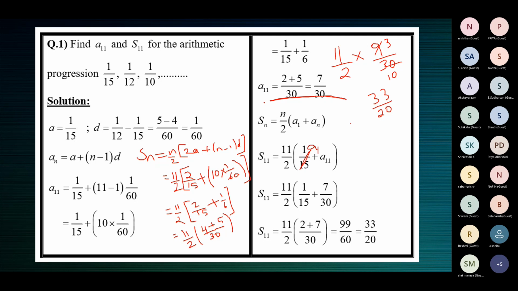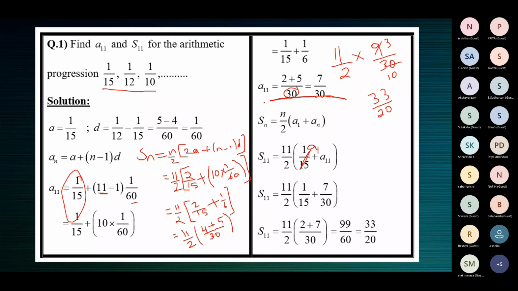No, okay, fine. So An, this is the formula, children. We need to find A11. An is a plus n minus 1 into d. That means n is 11, a is 1 by 15, and d is 1 by 60, which we have calculated. Substitute, and the simplification is taking the LCM. 15 and 6, the LCM is 30. Just taking the LCM and simplifying, A11 is 7 by 30.